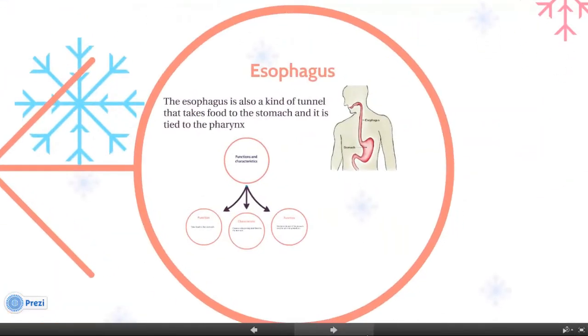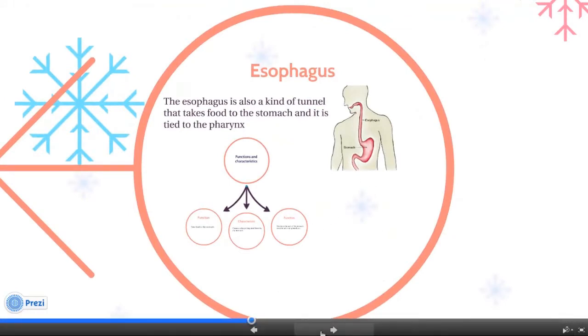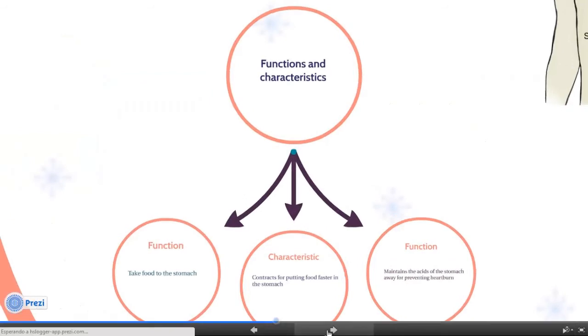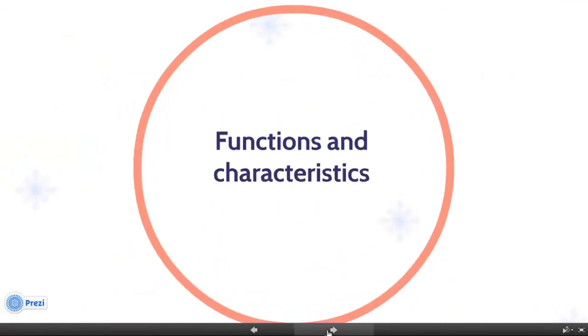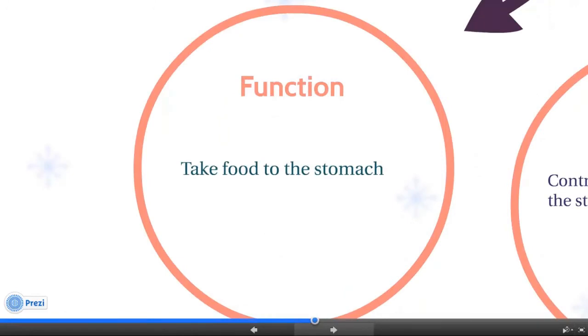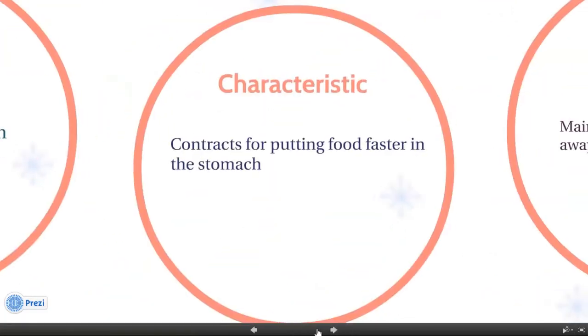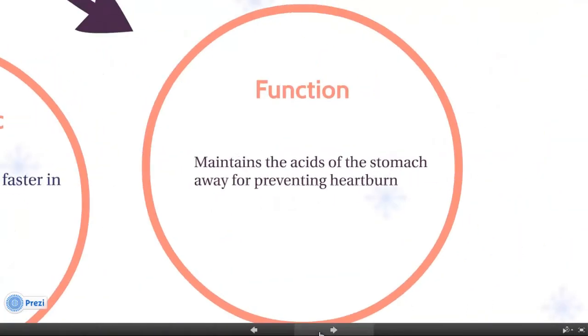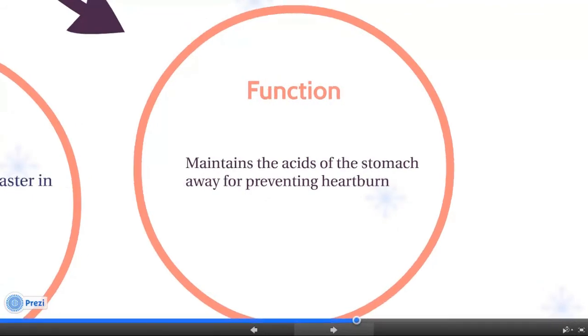Esophagus. The esophagus is also a kind of tunnel that takes food to the stomach and is tied to the pharynx. Functions and characteristics. Function: take the food to the stomach. Characteristic: contracts for putting the food fastened in the stomach. Function: maintains the acids of the stomach away, preventing heartburn.